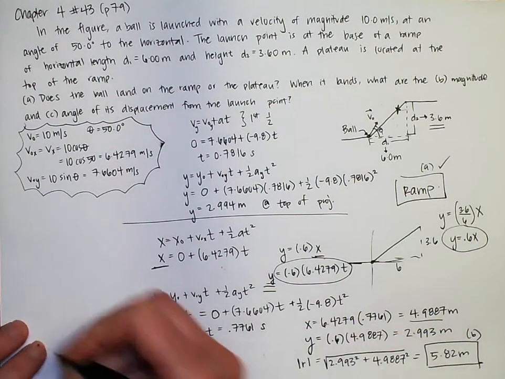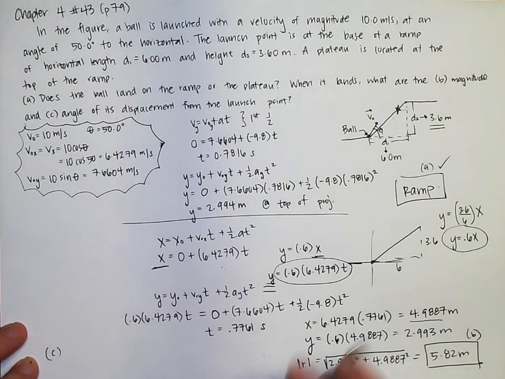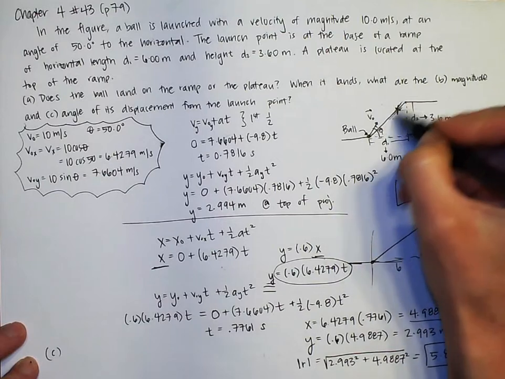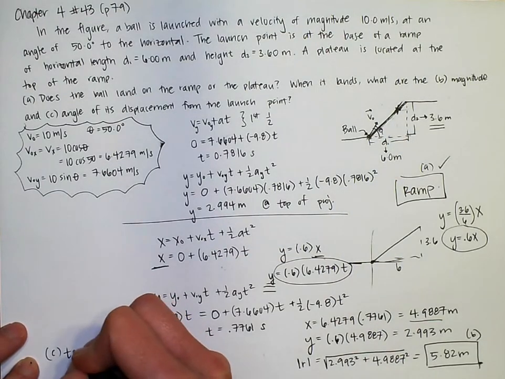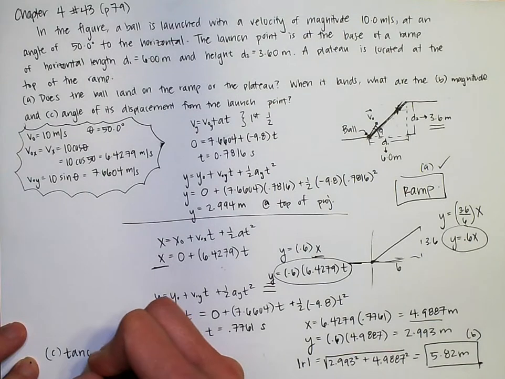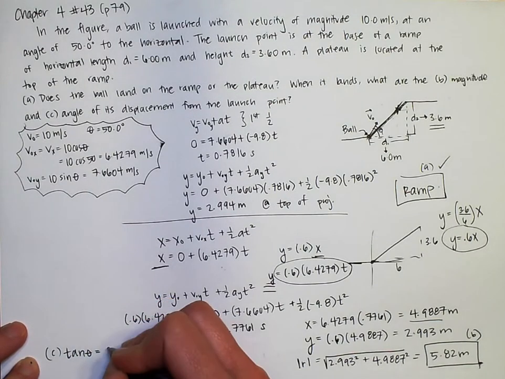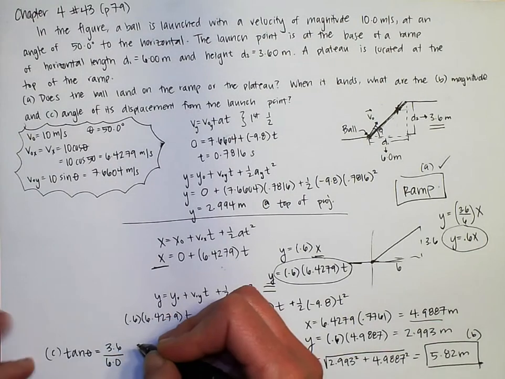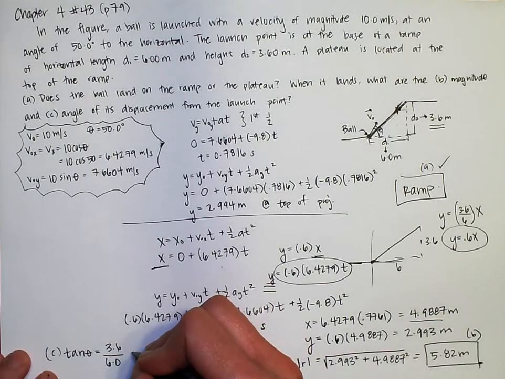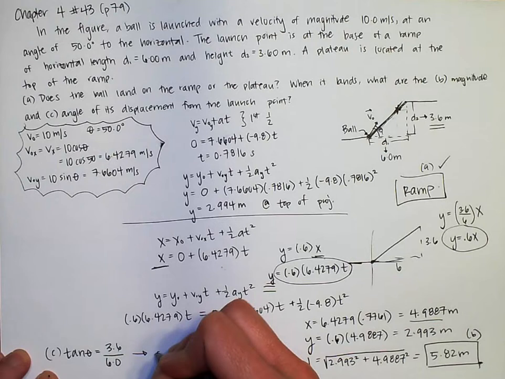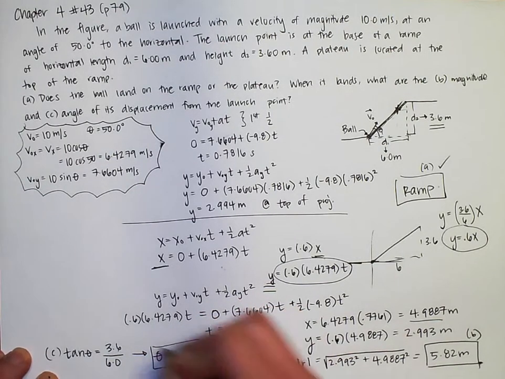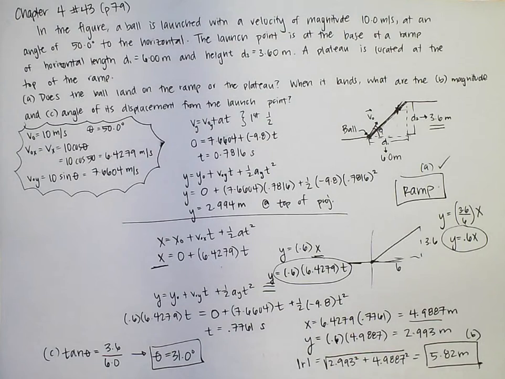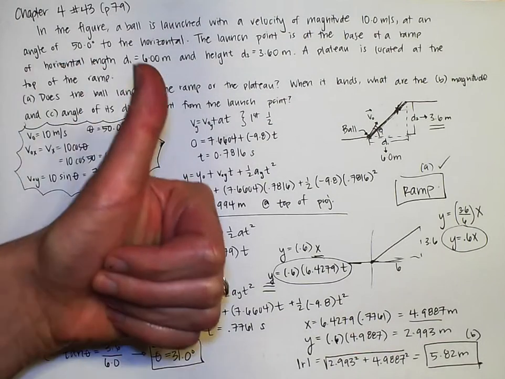And then for part C, I'll go over here. The angle, we know that that's going to be exactly the angle of our ramp because we're on the ramp. And so I can say the tangent of that theta for the displacement is 3.6 over 6.0. And when I solve for my theta, I will find out that my theta equals 31.0 degrees. And now I'm done with my problem, and we have solved it.